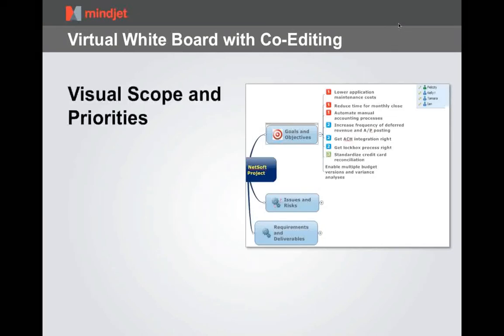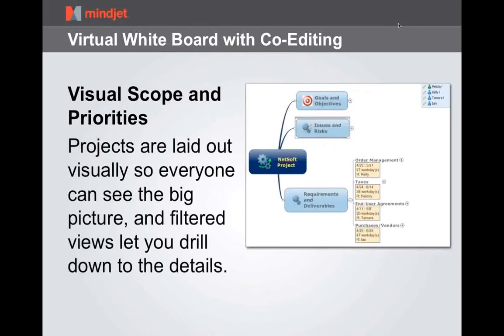So with MindJet, we have a way that you can have a visual scope and priorities in a mind map. So the projects are laid out visually. So instead of having your definition document and then your requirements document and then those kind of go away and then you suddenly barrel into a task list, all of these things are put in together so you can see this map of all the information attached to a project.